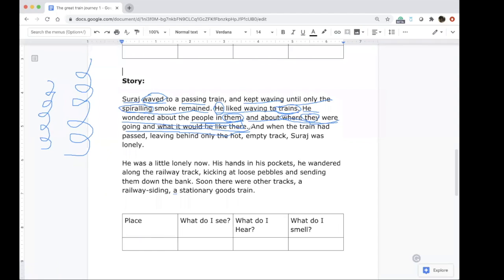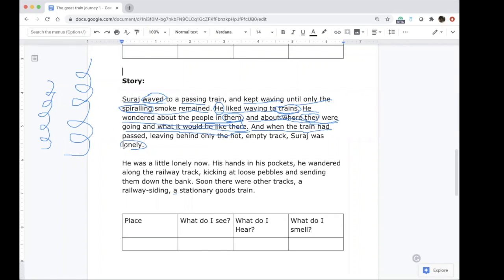Okay, so Suraj is thinking all these people are going to some place. I wonder why they are going to that place. I also wonder how that place will look, what it would look like there. Okay, that is what Suraj is wondering about. And when the train had passed, leaving behind only the hot, empty track, Suraj was lonely.